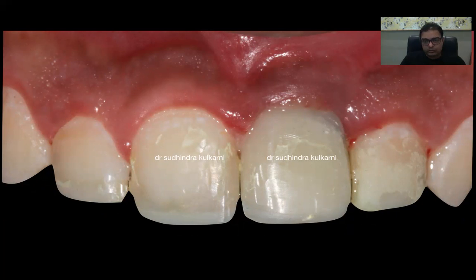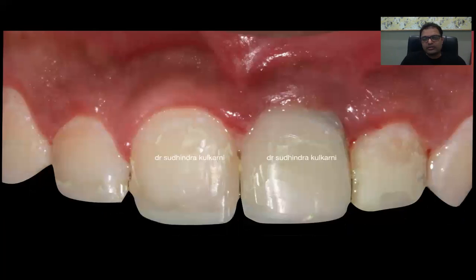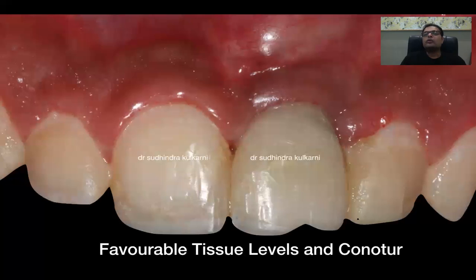So we over-contoured the crown, we kept it for 3-4 days, removed it, added and removed. So as you keep on adding and removing the composite in the cervical area, by what we call a dynamic compression technique, you create inflammation and scarring, and because of this inflammation and scarring, what ends up happening is you get a good zone of fibrous tissue around the implant crown.